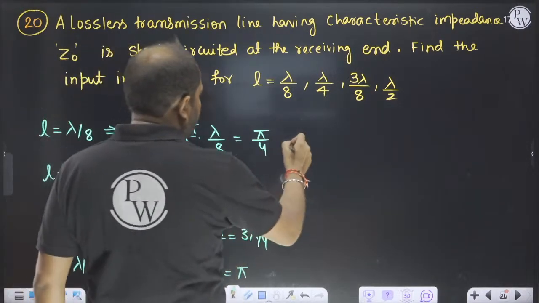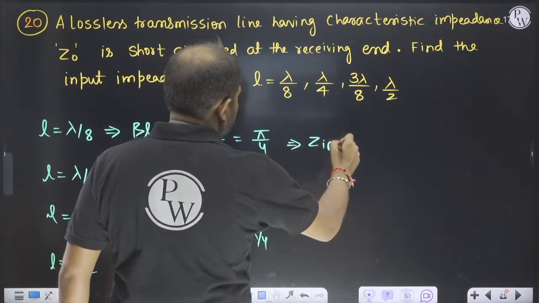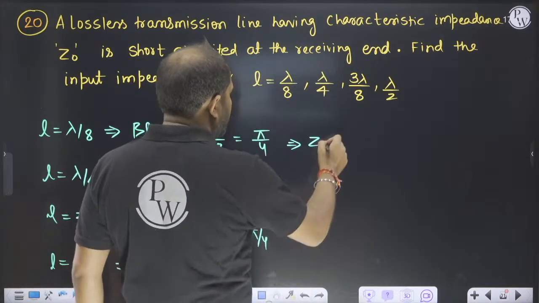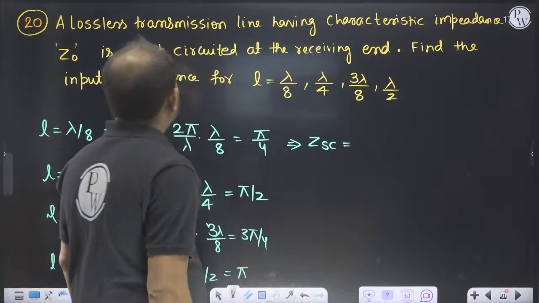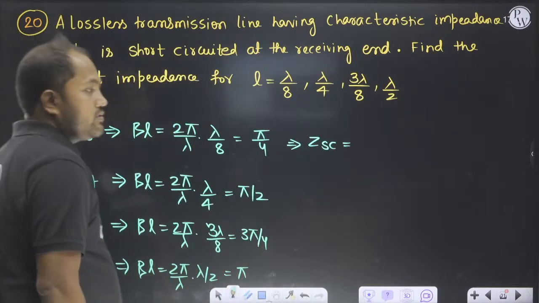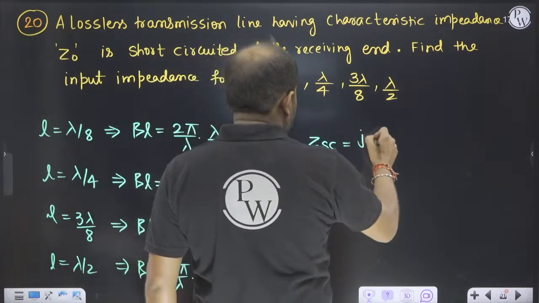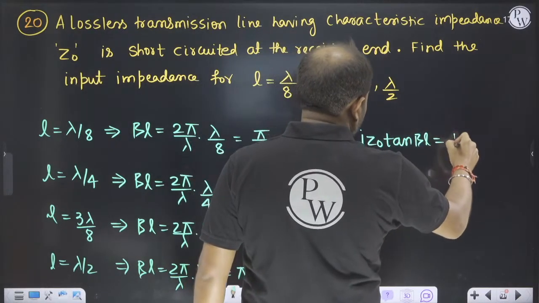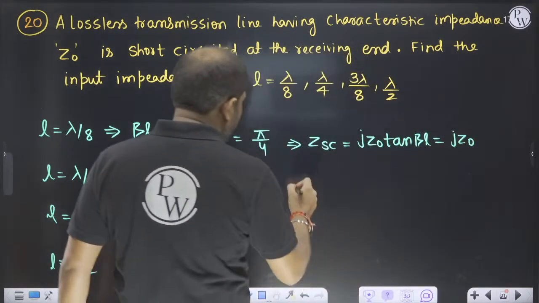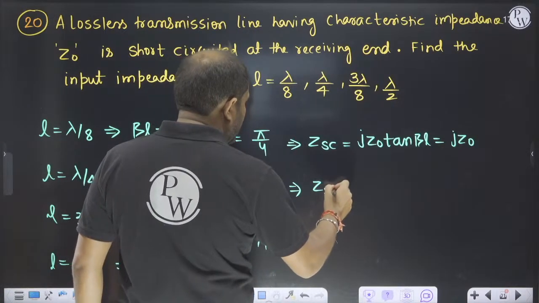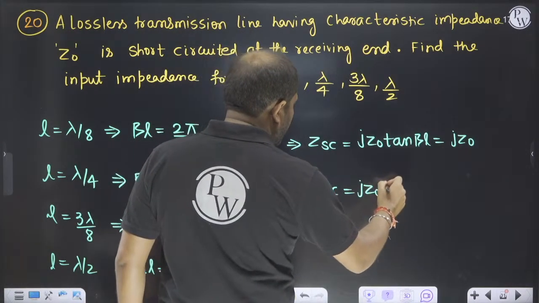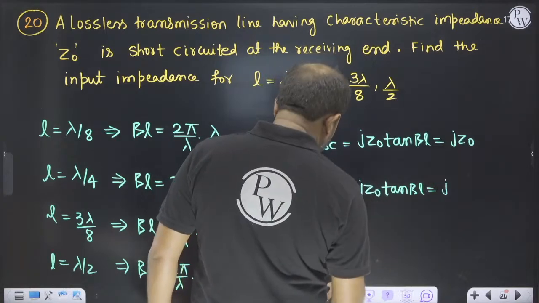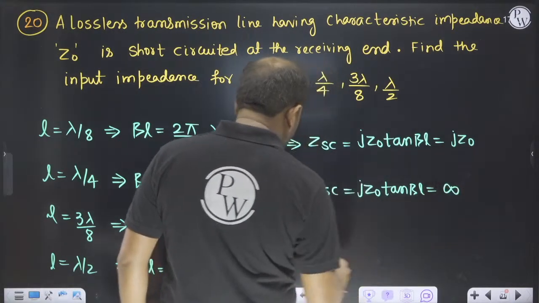Here Zin will be equal to J Z naught tan beta L, because it is short circuited. So in case of short circuit, Zin is equal to J Z naught tan beta L. For beta L equal to pi by 4, tan beta L is 1. For beta L equal to pi by 2, tan beta L will be infinite.